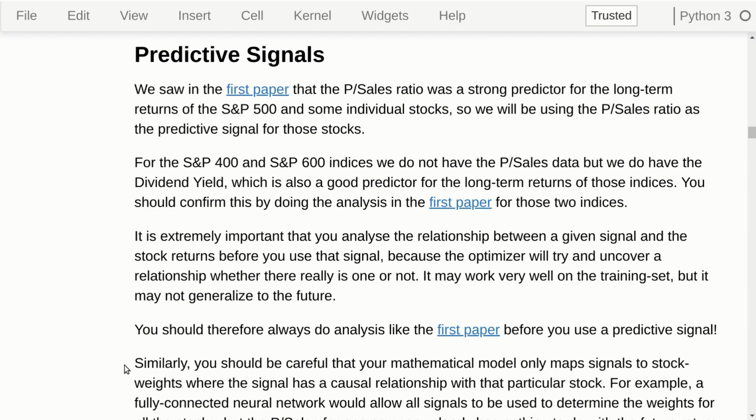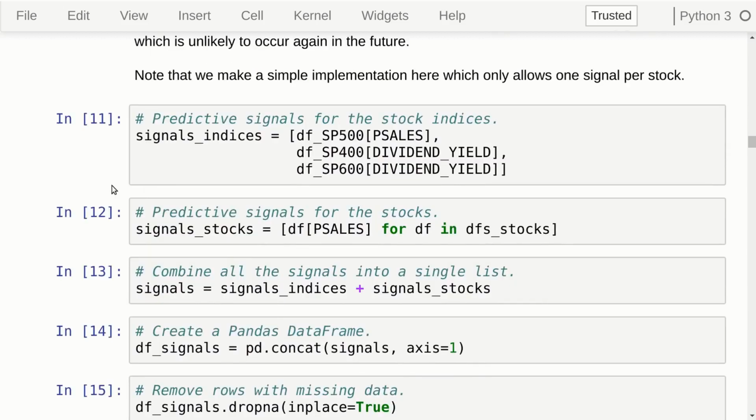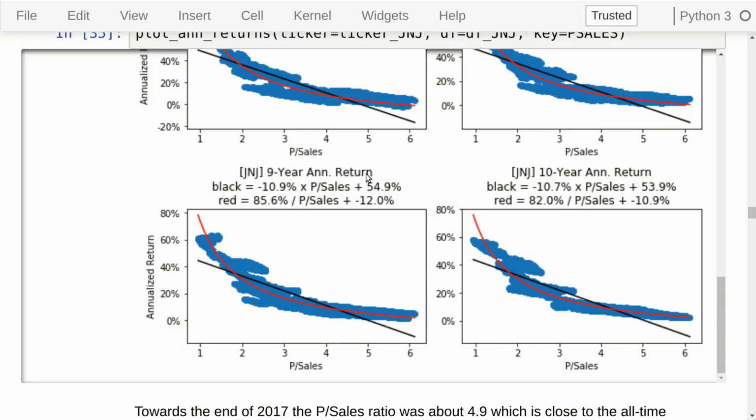So you have to be careful when you make your mathematical model that it only maps predictive signals correctly to the relevant stocks. Now I made it very simple in this code here because we only use one predictive signal for each stock. So for the S&P 500, we use a price to sales ratio, but for the S&P 400 and 600, I don't have the sales data. So instead we use the dividend yield, and you should try and go through the first notebook that I just showed you and do this analysis for the S&P 400 using the dividend yield as the predictor signal, and do it for the S&P 600 as well, to try and find out if there really is a relationship between that signal and the return on those stock indices.